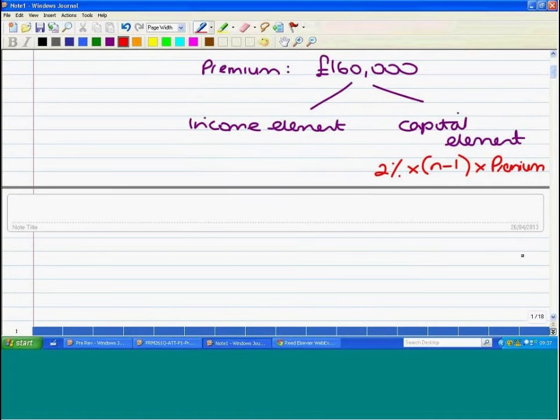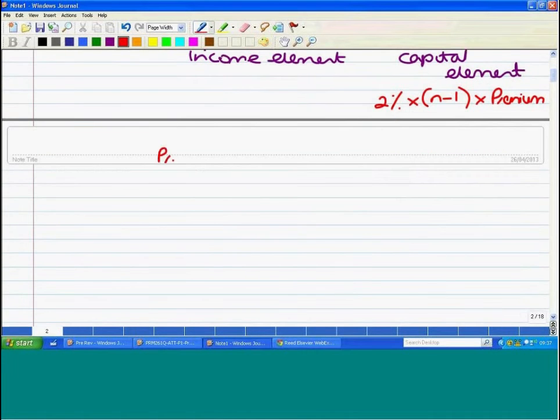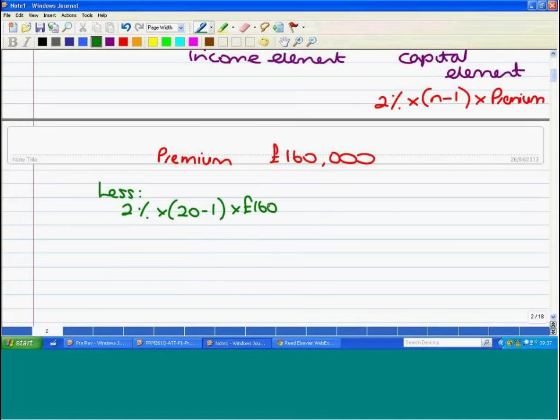So first things first, let's just do that calculation in terms of question number 7. So as soon as we've got this premium, we need to say, well, how much of this premium relates to a short lease, because we only do this for premiums for short leases, how much relates to income, how much to capital? So let's strip out the capital elements. We're looking at a 20-year lease, so 20 take away 1, and we put our premium there back in. So that's going to leave us with £99,200.